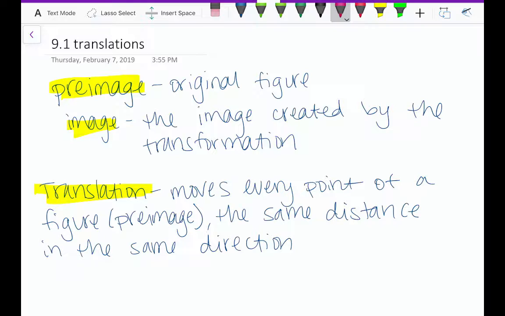This is the video for Geometry Chapter 9. We're going to look at translations. This chapter is all about transformations, and so this is the first transformation that we will look at.